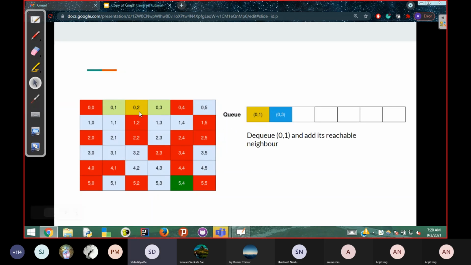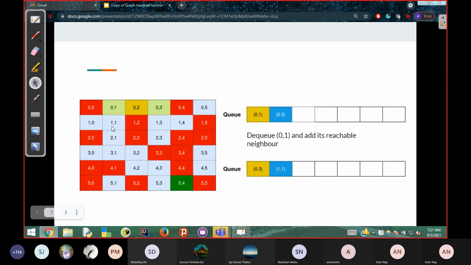So this is the state we already covered: 0 2, 0 1, and 0 3. From them, 0 2 is already dequeued, so there are only two elements left in the queue, which are 0 1 and 0 3. Now what will be our next step? We want to dequeue the front element, which is 0 1, and enqueue its adjacent nodes. The adjacent nodes of 0 1 are 0 0, 1 1, and 0 2. Among these three, 0 2 is already visited, so we don't want to enqueue it. 0 0 is an unstable node, so we don't want to enqueue it either. So the only option left is 1 1, and we just add this 1 1.